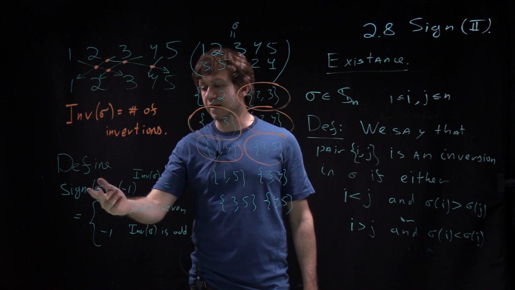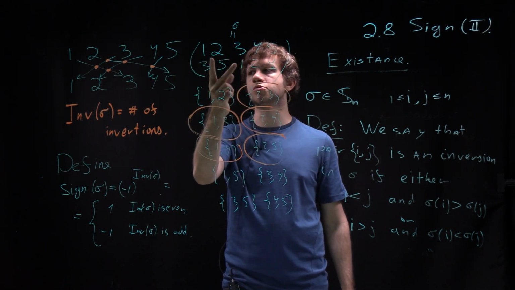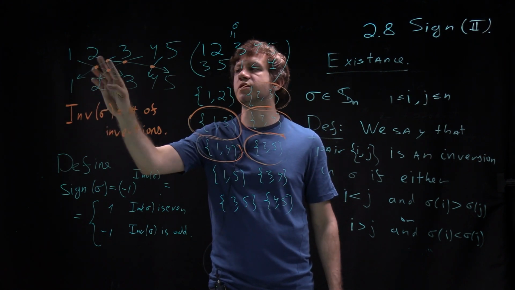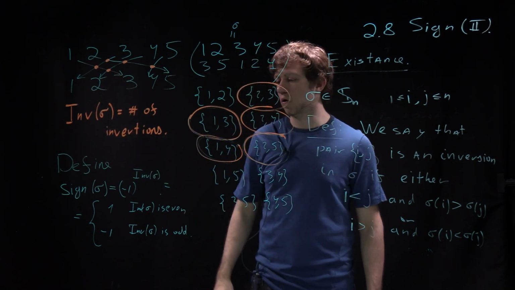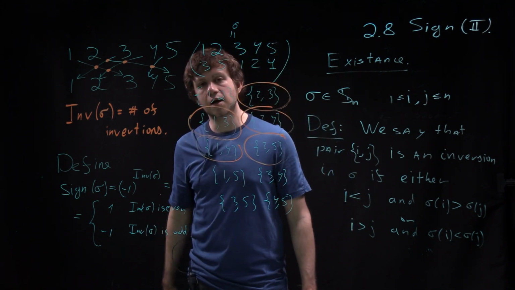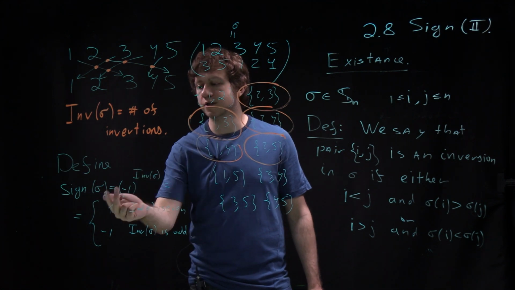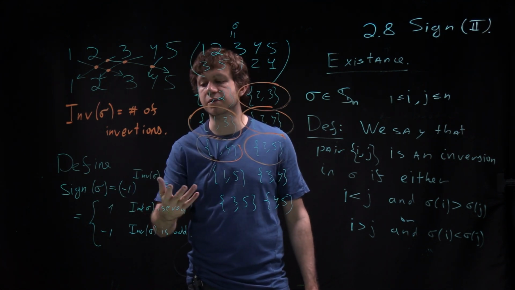homomorphism. So the fact that it's surjective is obvious, because you can easily take the transposition 1, 2 goes to 2, 1, and it's easy to see that there will be just one inversion, 1, 2. So there exist these odd permutations, but it's not clear that it satisfies this property: sign of sigma times sign of tau is sign of sigma tau.